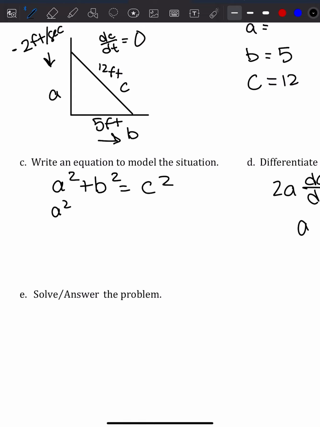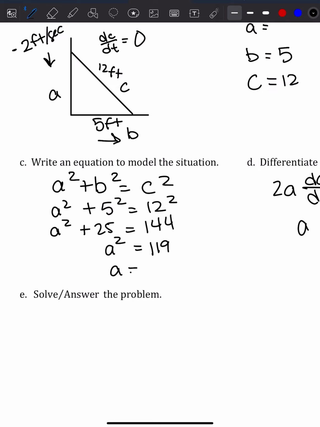So we have A squared plus 5 squared equals 12 squared. So we have 25 and 144. So for A squared, we're going to subtract 25 from both sides. 144 minus 25 is going to be 119. There is not really a nice square root of 119, so we're going to just say A is equal to the square root of 119.